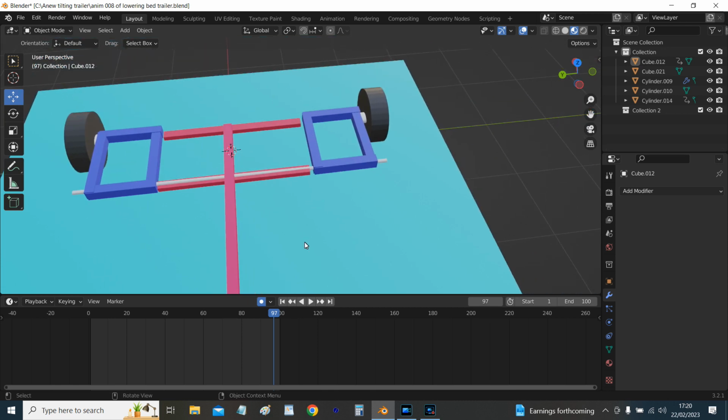Well, the rear of the red spine would be attached to each side blue subframe solidly once it was at its working height.